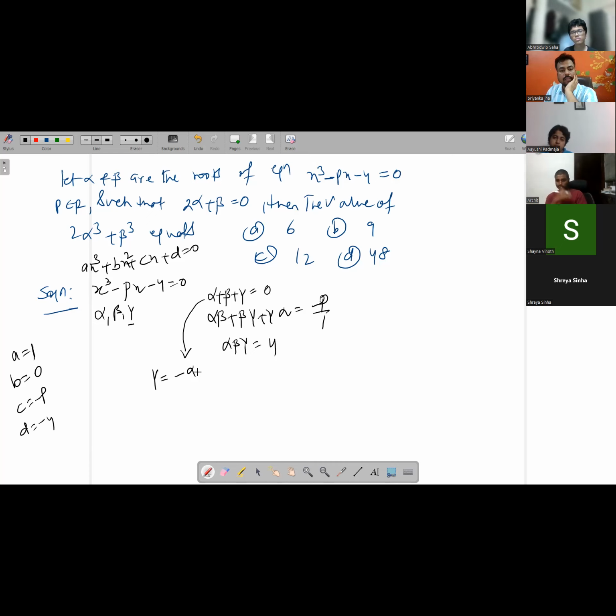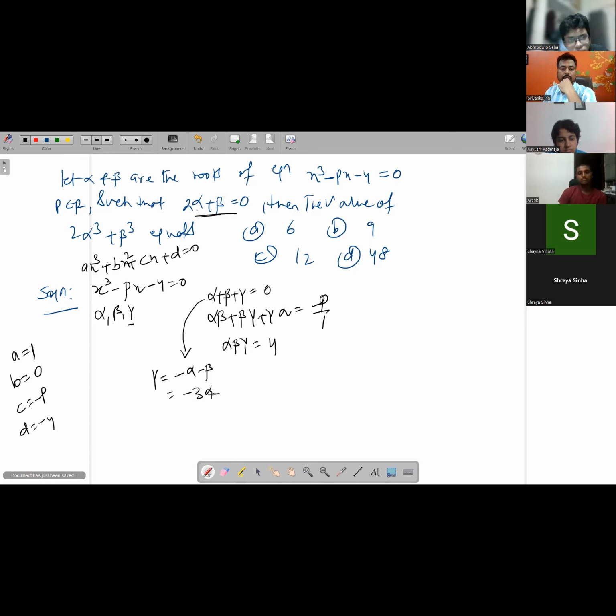Gamma is minus alpha minus beta, right? And beta is given as minus 2 alpha from here. So this will be minus 3 alpha. So gamma is minus 3 alpha. Now we have to find this value. So alpha beta you have to find.